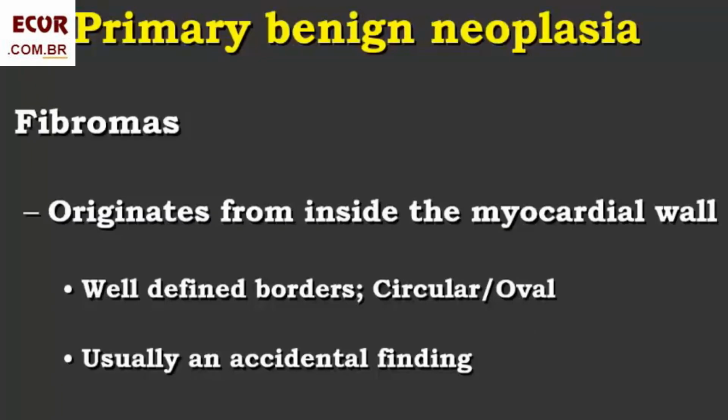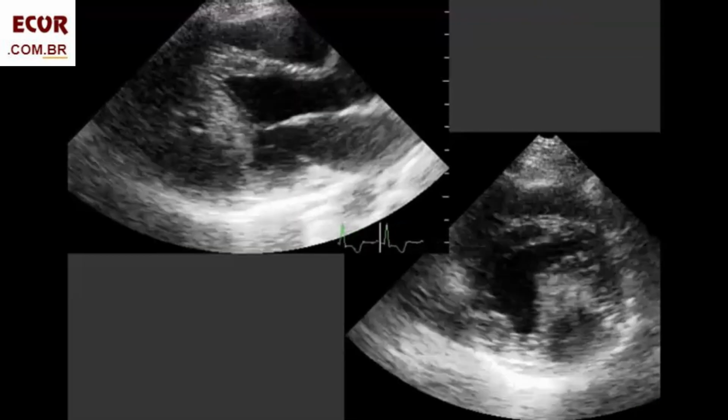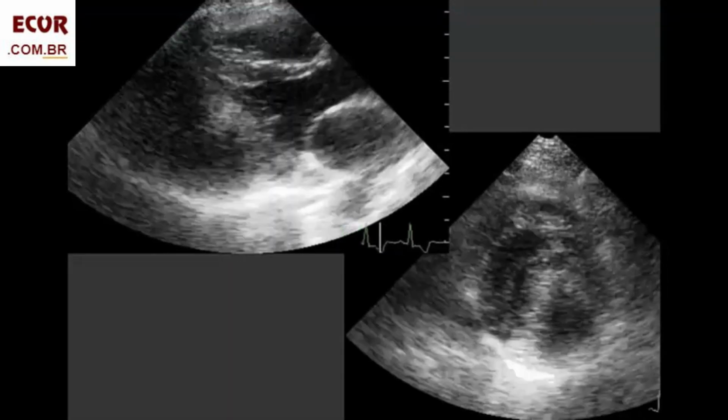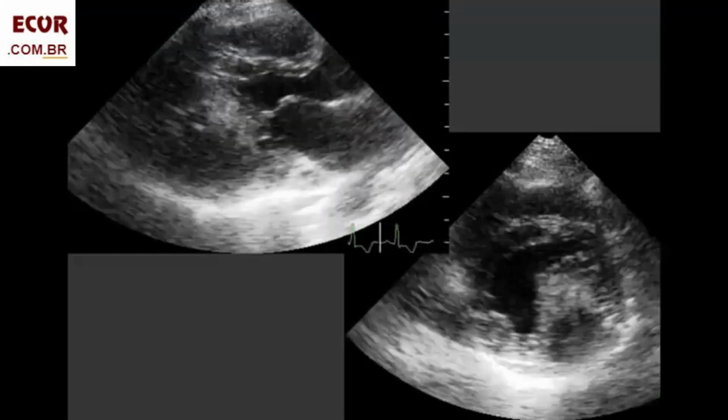Another primary benign neoplasia is the fibromas. It is a single intramyocardial mass, not pediculated, and well-defined borders. It may be oval or circular shaped. Usually it is an accidental finding. Here an example. Notice how this case is very like the myxoma presented before.